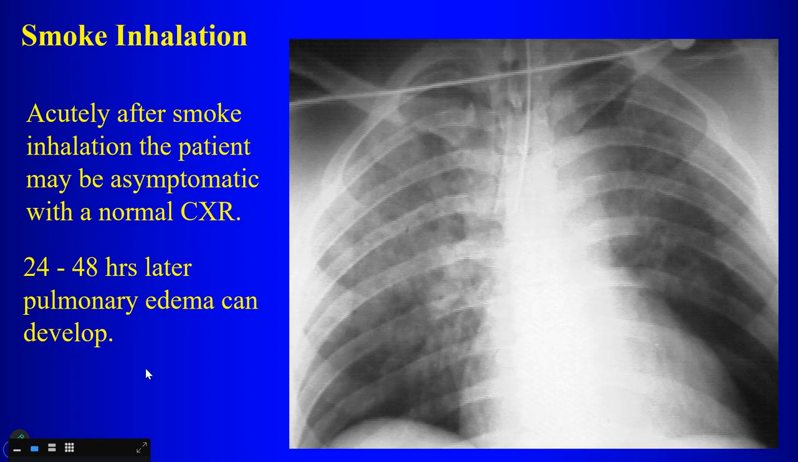Smoke inhalation. Acutely after smoke inhalation, the patient can be asymptomatic and have a relatively normal chest radiograph. And then later on, the patient can develop pulmonary edema. So how do they know patients are at risk for this? When they show up in the ER, they may not be short of breath, they may not have consolidations on the chest radiograph, and they can crash 1 or 2 days later. How do they know the patients are at risk?